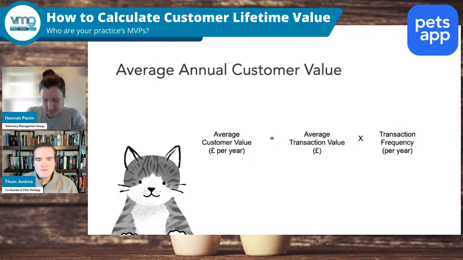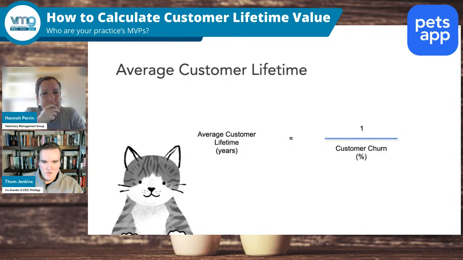Okay, but how do you calculate the average annual customer value of a client? So that would be in pounds per year. Well, that's your average transaction value, the average amount that they spend with you each time they transact with you, multiplied by the transaction frequency. How many times do they transact with you per year? All right.